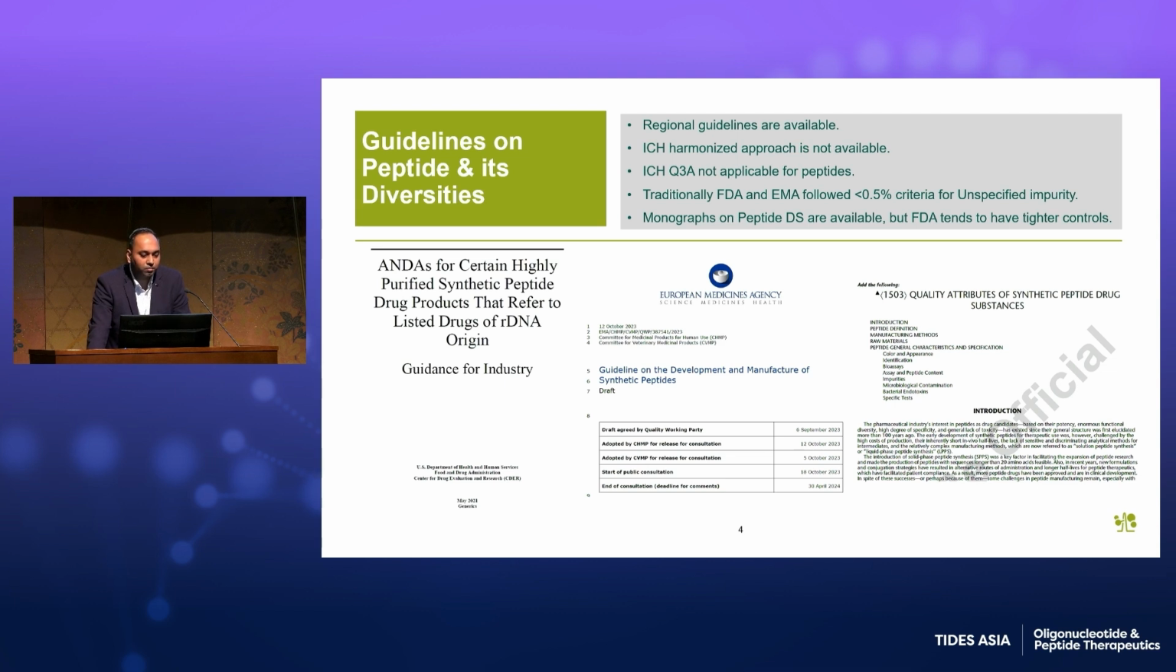But what I am trying to bring out here is that all these are regional guidelines, and an ICH harmonized approach is not available. Q3A is not applicable for peptides. So traditionally, FDA and EMA follow a 0.5% acceptance criterion for unspecified impurity. Though there are monographs available for peptide drug substances, FDA tends towards tighter control.